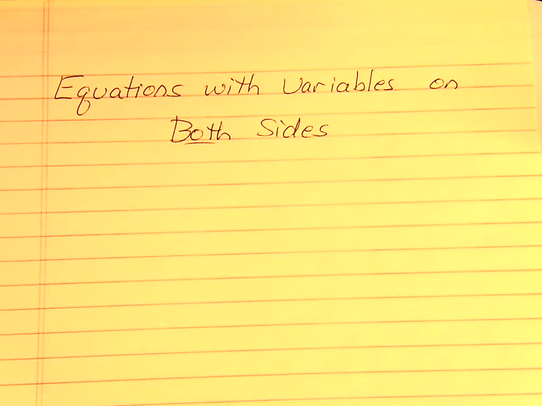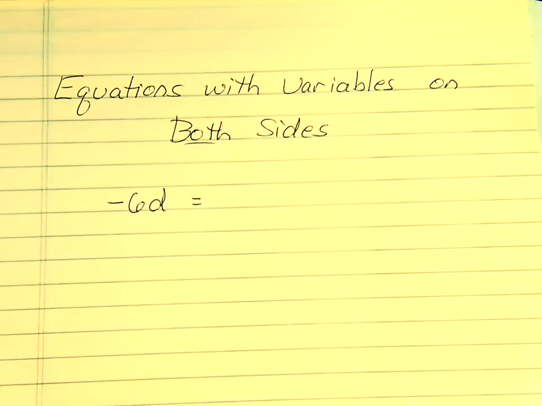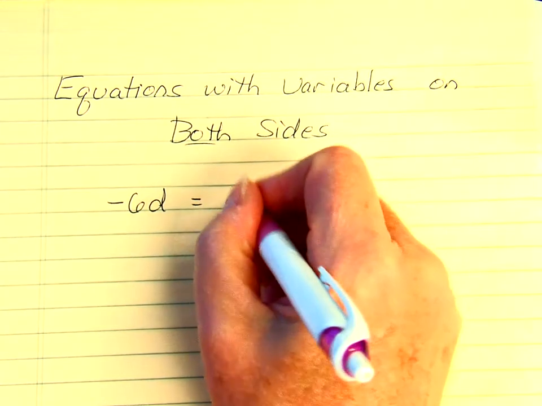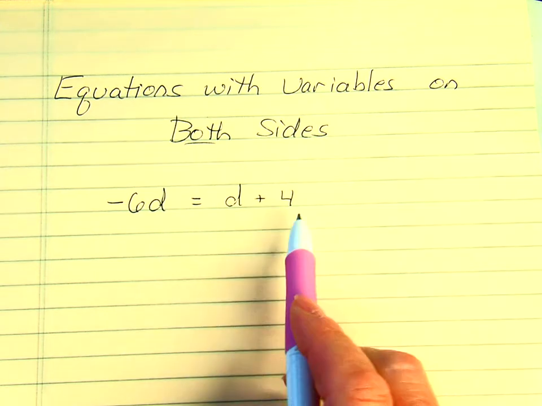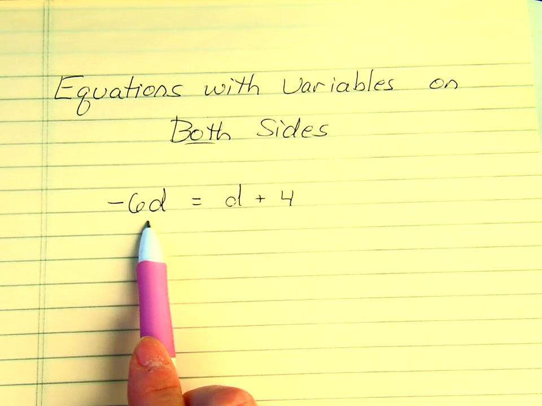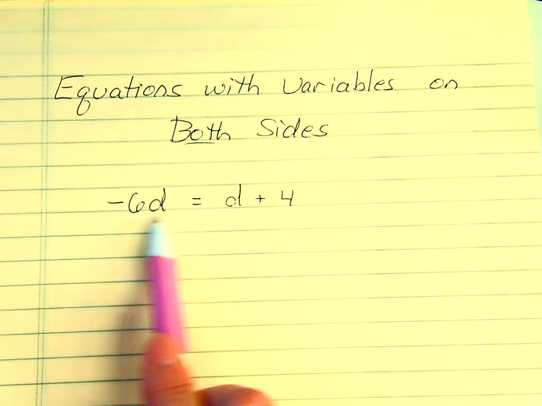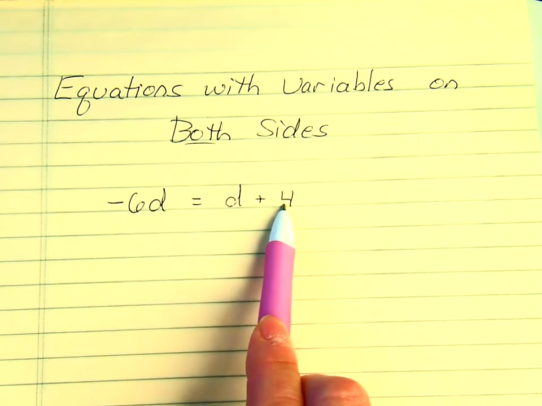Okay, so let's just start quite simply with negative 6d equal to d plus 4. Now, the first thing that you have to determine is where you want to put things. In this case, we have a single variable term here, a monomial, if you will, with a variable. Here you have two terms. You've got a variable term and you've got a constant.